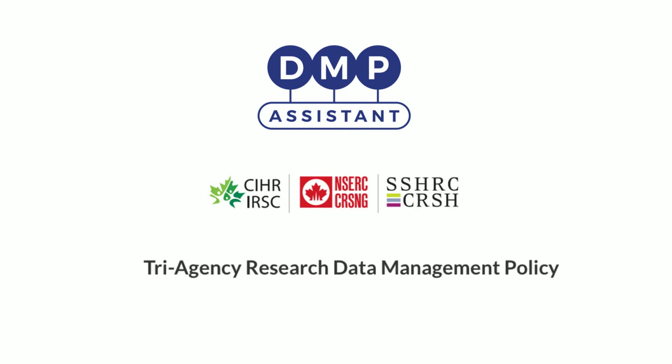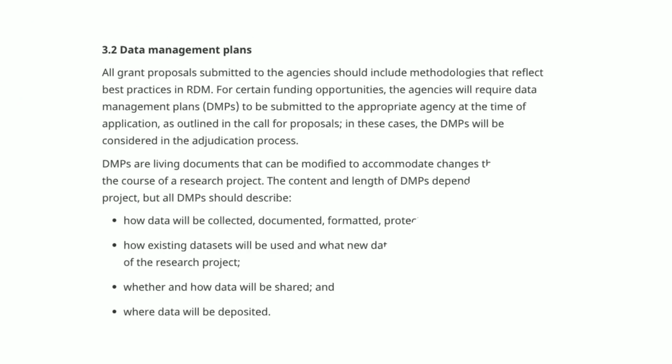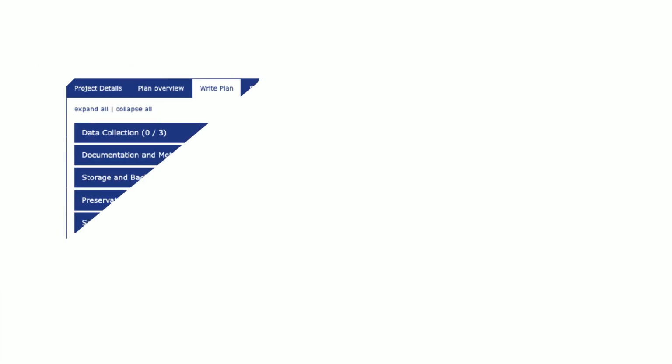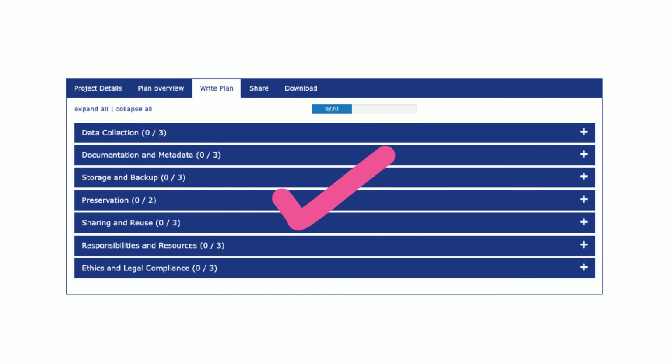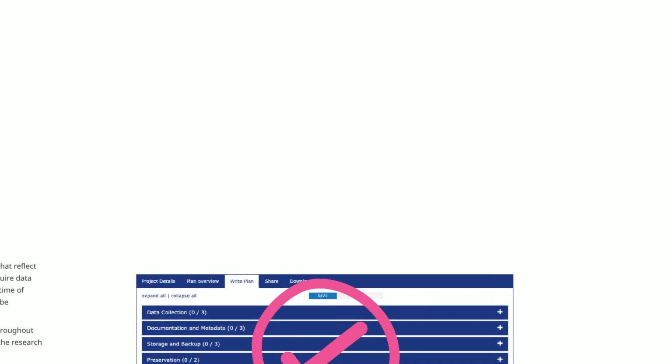research data management policy. This policy describes the necessary descriptive components of a DMP: how data will be collected, documented, formatted, protected, and preserved, how existing datasets will be used and what new data will be created over the course of the research project, whether and how data will be shared, and where data will be deposited. Using DMP Assistant will ensure that all of the standards outlined in the policy are met.